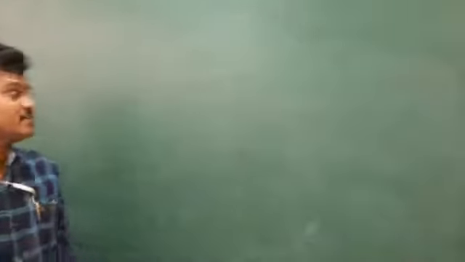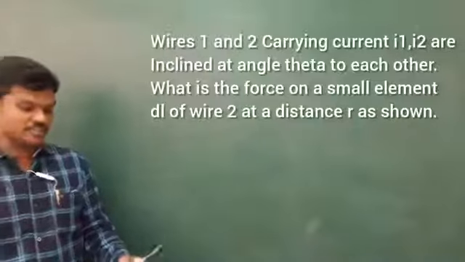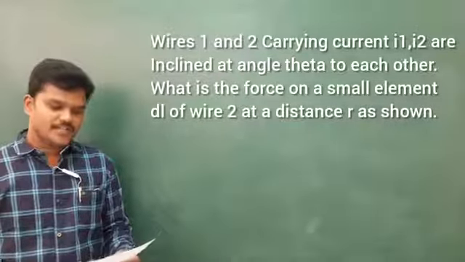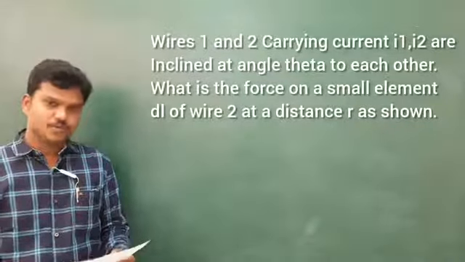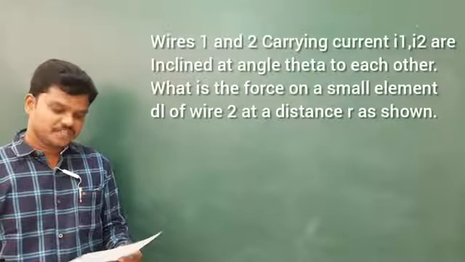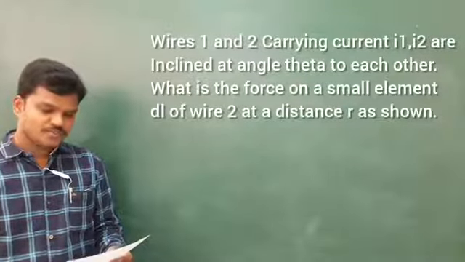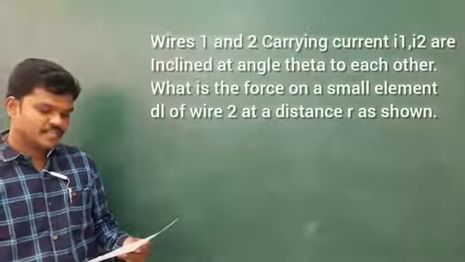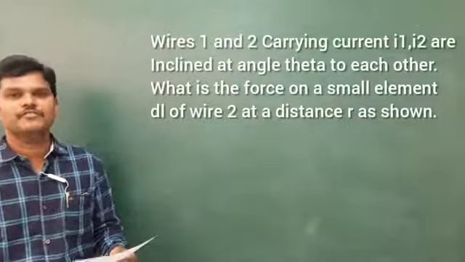See, one more question. So if you want, I will dictate the question. Otherwise, I can write the shortcut form of the question. So the shortcut form is we have to find force on some small part. Otherwise, better you note down the question. Wires 1 and 2 carry currents I1, I2. They are inclined at an angle theta to each other. What is the force on a small element dl of wire 2 at a distance r as shown in figure?